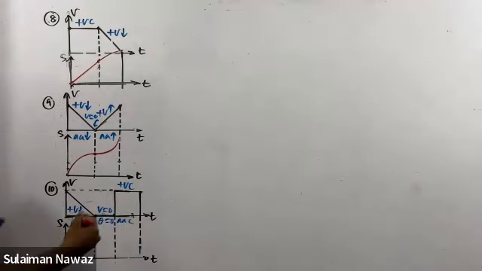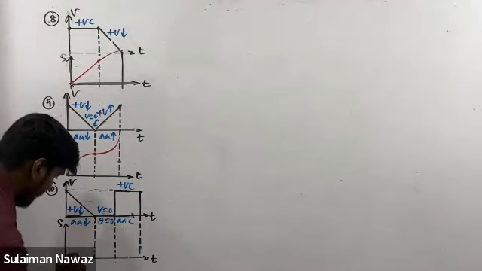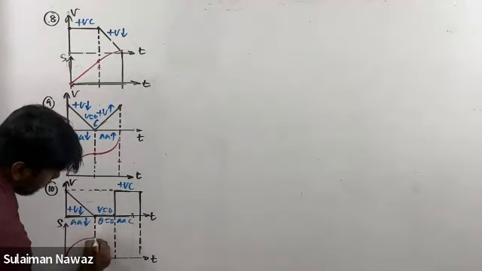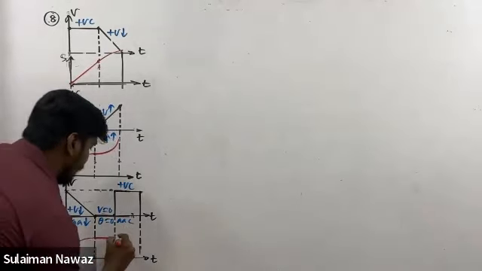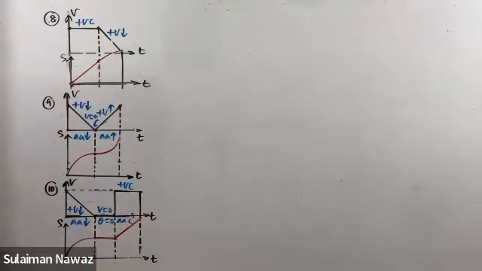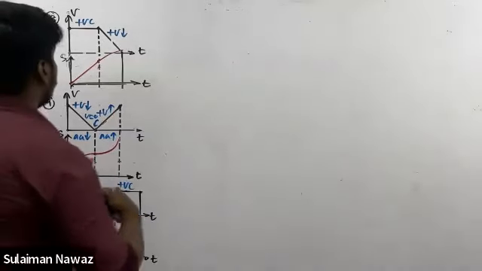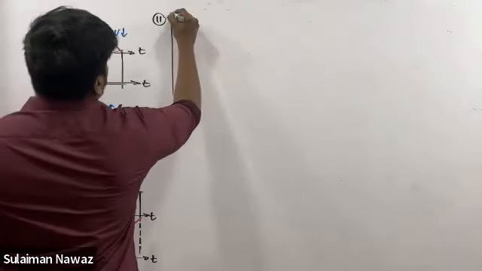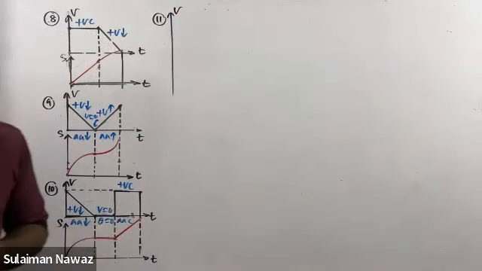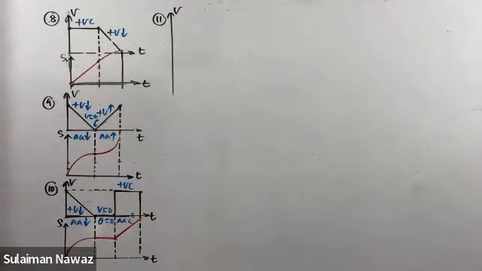How do you draw that? Acute angle decreases, right? Then acute angle 0. Then acute angle constant. Do you understand? Graph number 11, 12, 13, 14. Graph number 11.